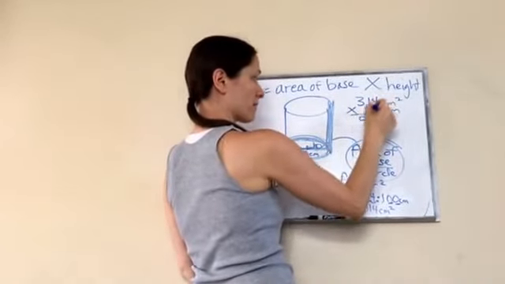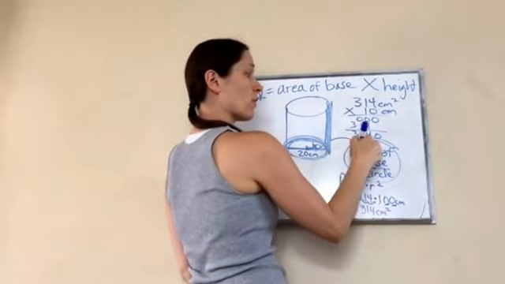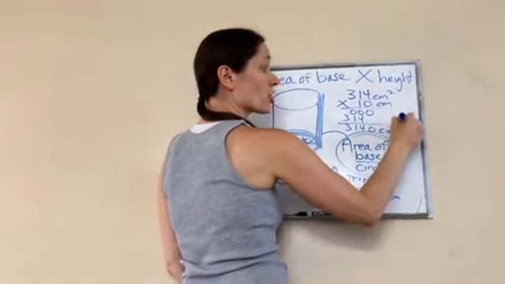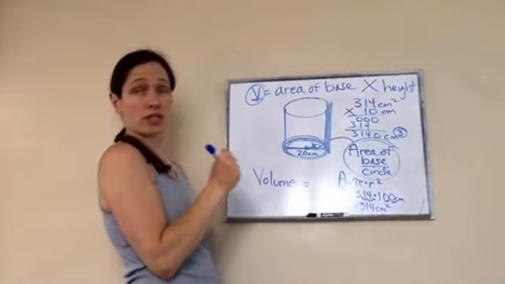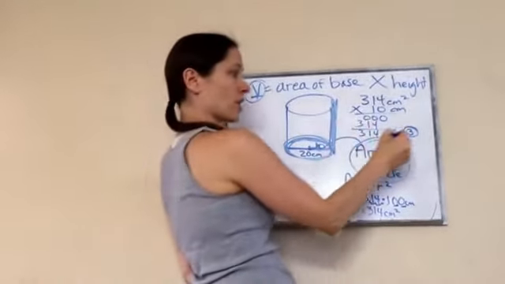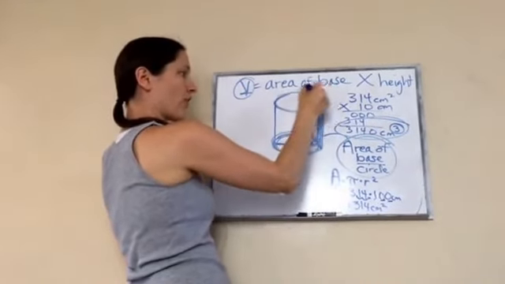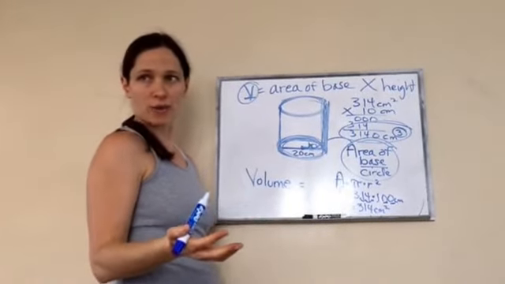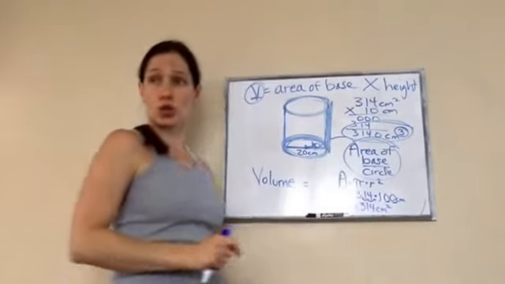So the math: 3140, and then centimeters squared times centimeters makes centimeters cubed. Because you're doing volume, which is a 3D object. It's not just two-dimensional with area, it's 3D. So our final answer for the volume of this cylinder, which is kind of like a Coke can or a soup can, is 3,140 centimeters cubed.